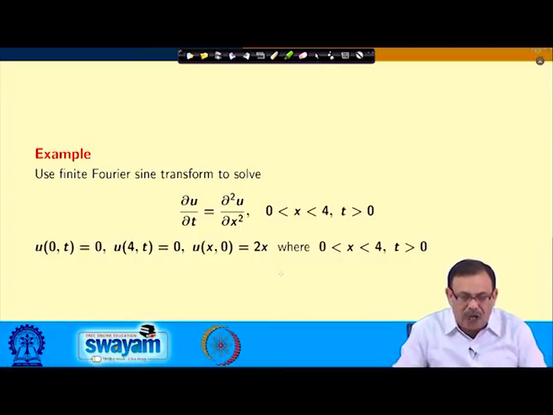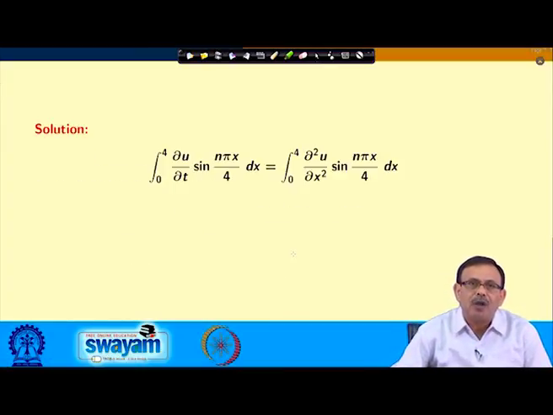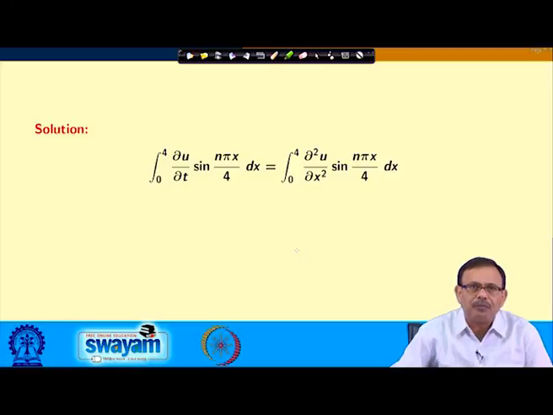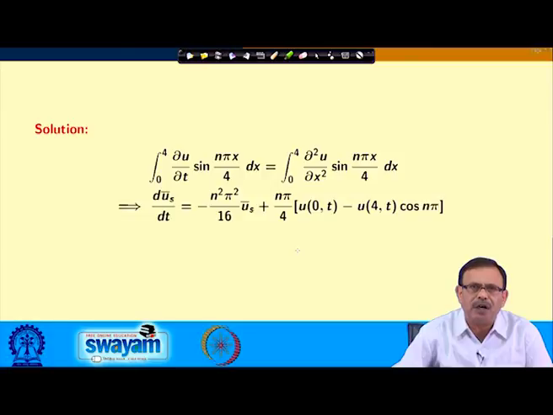This was your actual example. So, what have we done? We have taken the finite Fourier sine transform with respect to x on both sides of the given partial differential equation, and as I told you at the beginning, since I know u(0,t) and u(4,t), I can use the finite Fourier sine transform. Once I do it, I get integral 0 to 4 del u del t sin(n pi x/4) equals integral 0 to 4 del 2 u del x square sin(n pi x/4) dx.